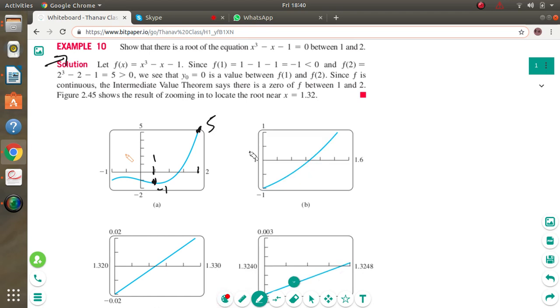Correct. Now you cannot use this to show that there is a root of the equation x cube minus x minus 1 between 1 and some other two values where both of the values are positive. So instead of minus 1 and 5 you have 1 and 5. But even then there is a root. How do you prove it?